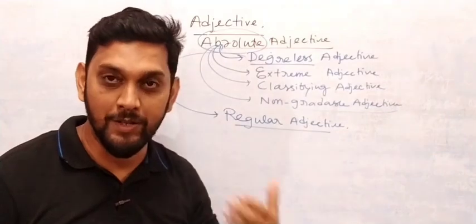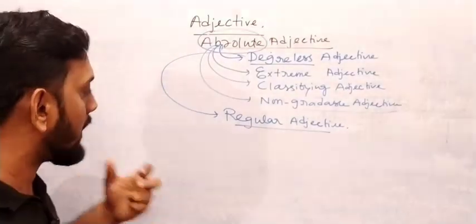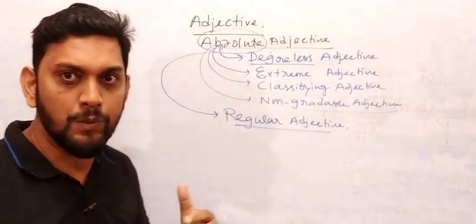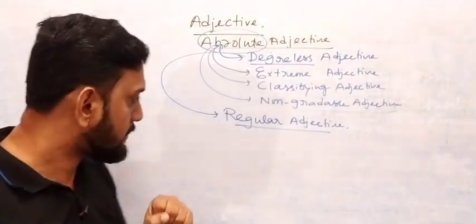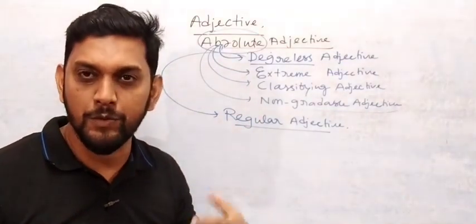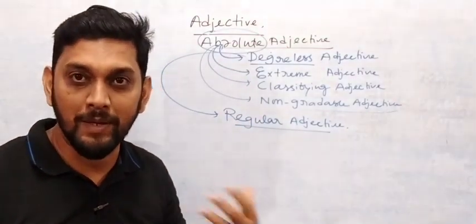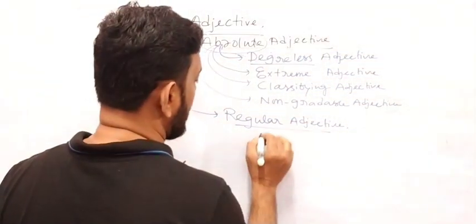Regular adjective. Now you might ask me the question, sir, what is a regular adjective? Regular adjectives are the adjectives which have three forms: positive, comparative and superlative degree. Okay, a regular adjective we can make positive, we can also make comparative, and also superlative degree. Now let me give an example of a regular adjective, like big.